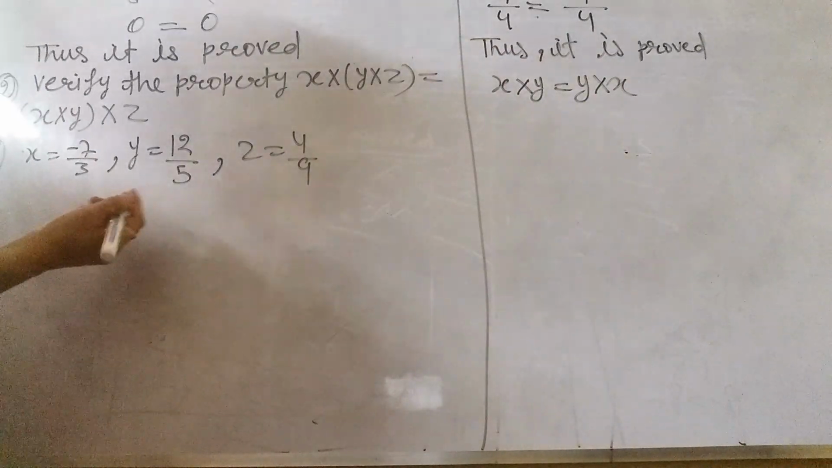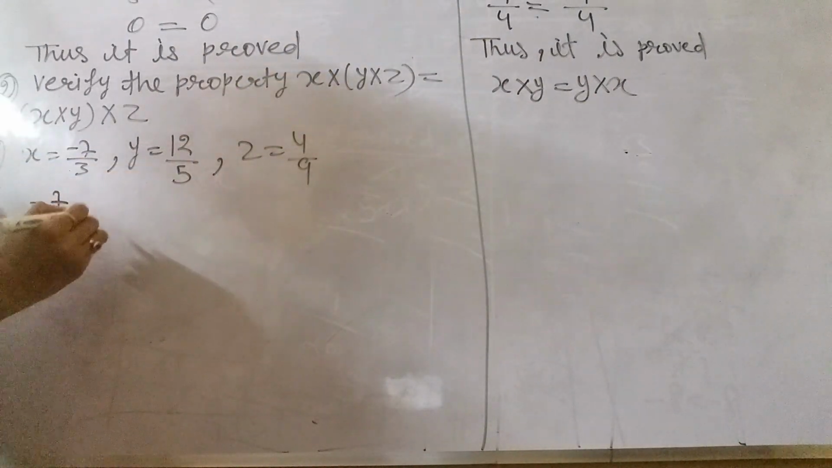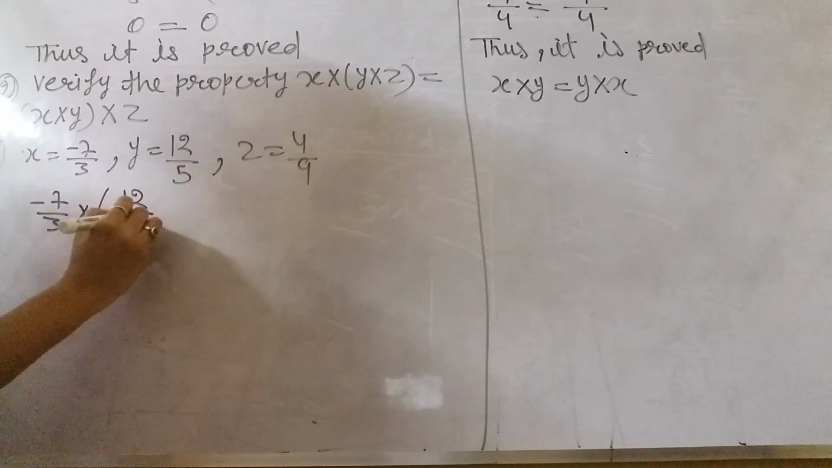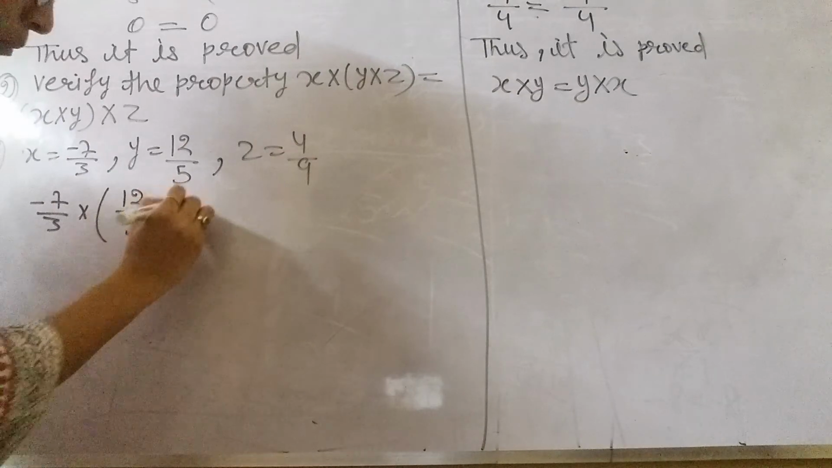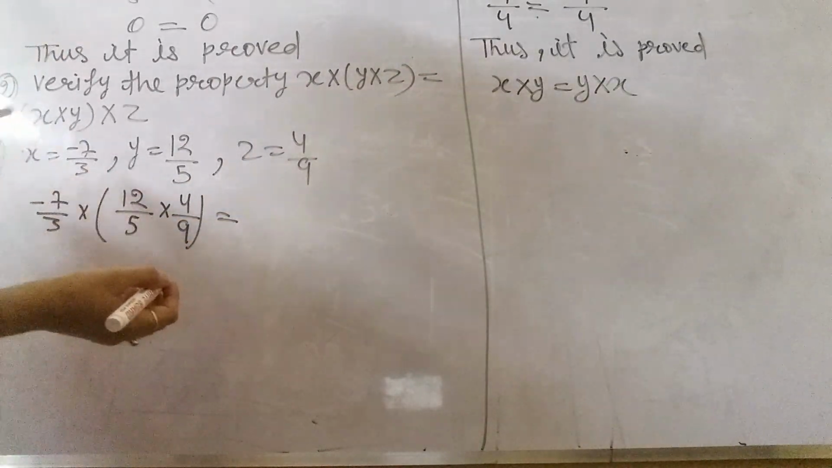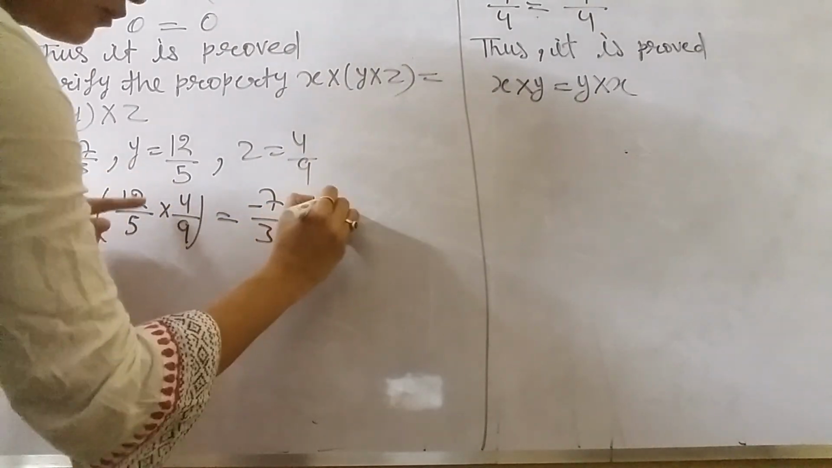So we can see that x is minus 7 upon 3 into y is 12 upon 5 and z is 4 upon 9. That should be equal to x into y, that is minus 7 upon 3 into y is 12 upon 5.